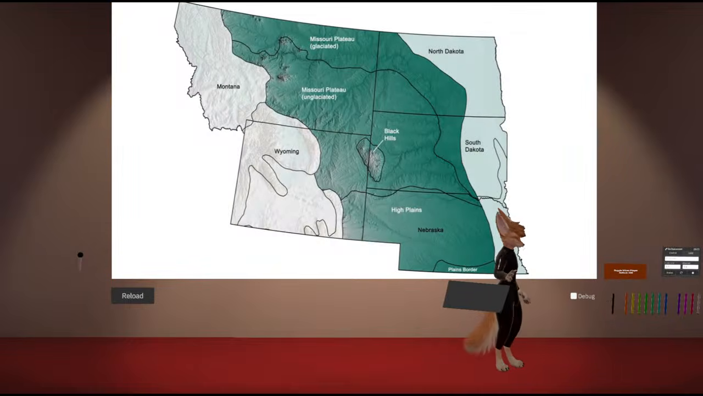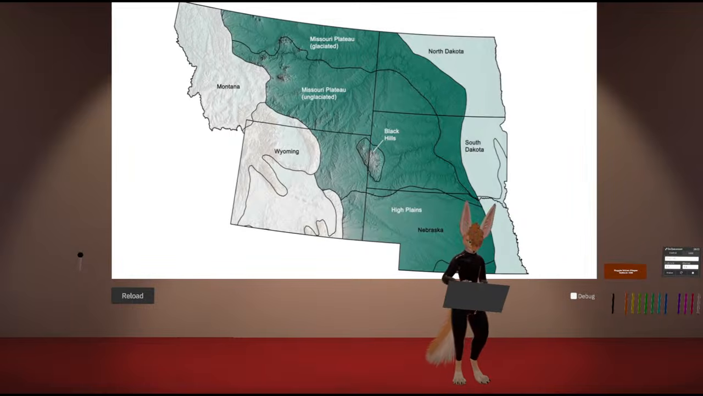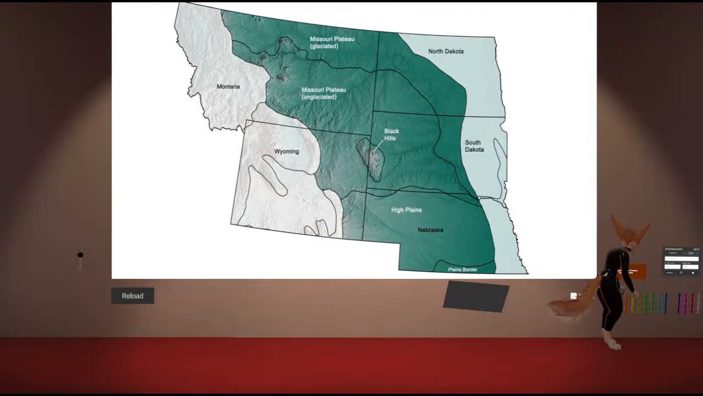So, right here is the Yellowstone region and the Upper Great Plains. Let me just grab it. There is no red pen here. There it is. Sorry, my fault.